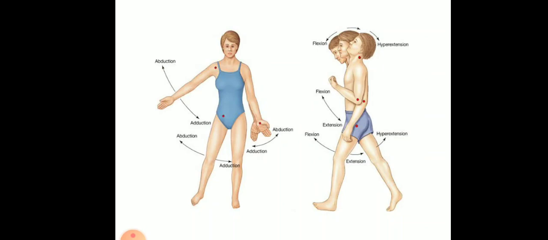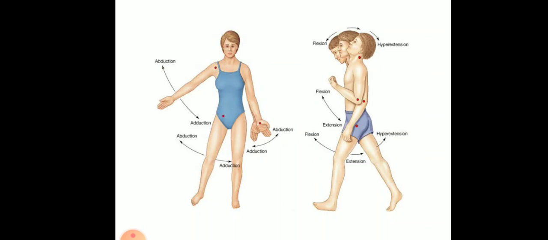Next I am talking about rotation. Rotation is a form of movement in which a bone moves around a central axis without undergoing any displacement from this axis. Moving a part around an axis is called rotation, for example, twisting the head from side to side.